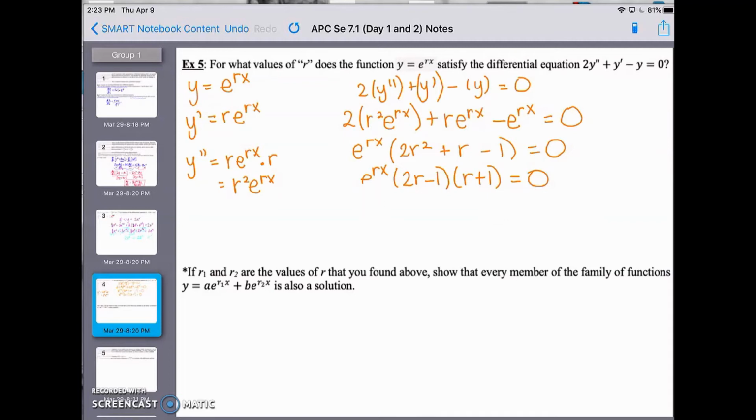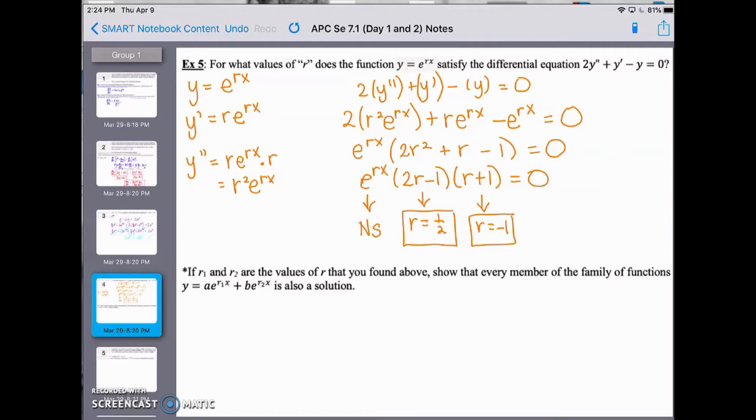Well, e to the rx, there is nothing that would make this 0. This has no solution because there is no exponent on an e that turns an e into 0, right? e to the 0 power is 1, e to something positive is big, e to something negative is small, but there is nothing that's going to turn that into 0. However, here r would equal positive 1/2, and here r would equal negative 1. So this is the answer to our problem here. For what values of r does this function satisfy this differential equation? The answers are r equals 1/2 and r equals negative 1.